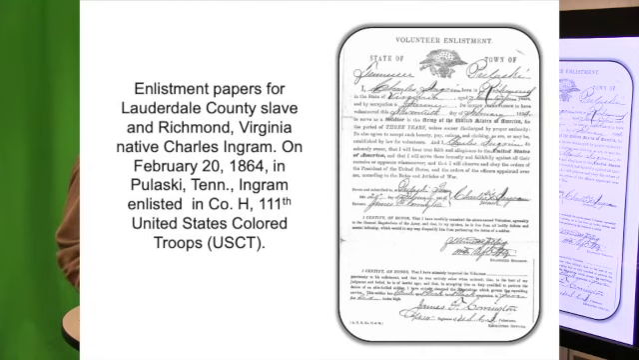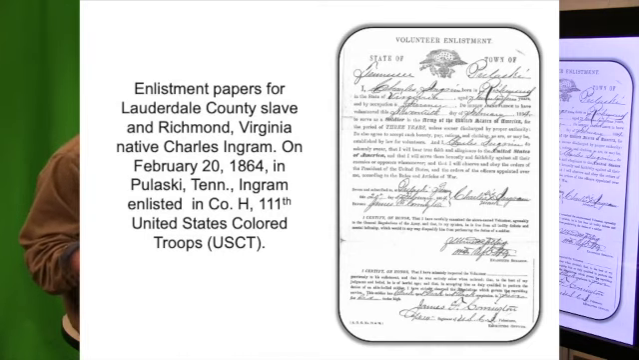And the slide is a sample of a man's enlistment papers. Lauderdale County slave, Richmond, Virginia native Charles Ingram, who ran away from the Ingram plantation and enlisted in Company H of the 111th United States Colored Troops, and his service records are available on Fold3.